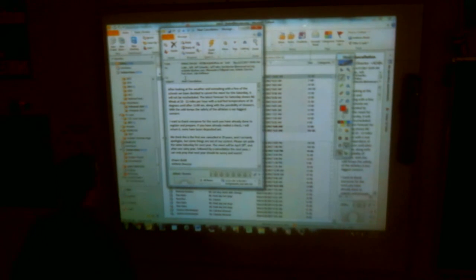After looking at the weather and consulting a few of the schools, we've decided to cancel our meet for this Saturday. It will not, I repeat, not use the latest forecast. Saturday shows northeast winds at 10 to 12 miles an hour with a real feel temperature of 35 degrees until 11 a.m. and a possibility of showers. With cold temps, the safety of athletes is our biggest concern. Nobody wants to stand out in the cold. I want to thank everyone for the work we've already done to register the pair.